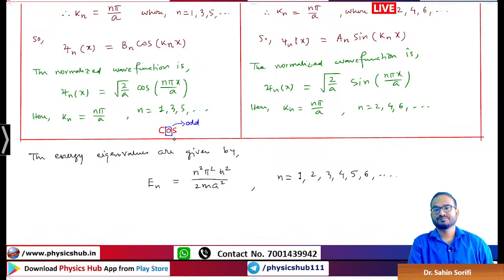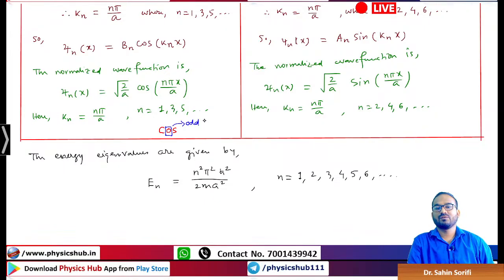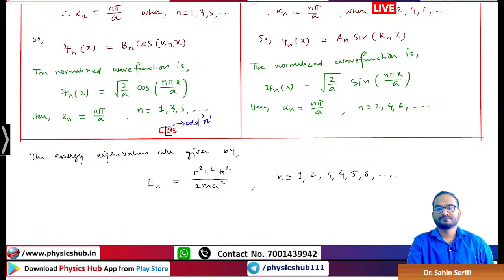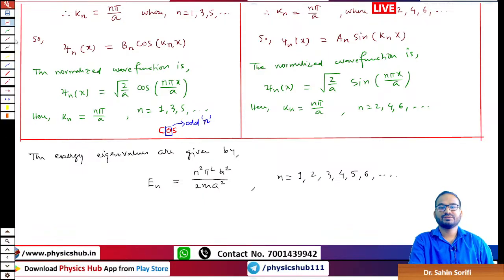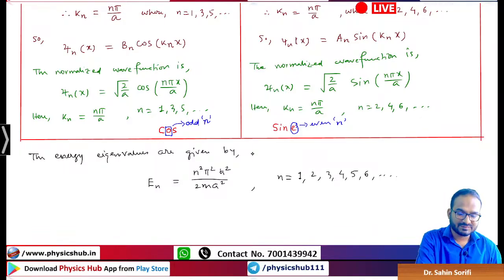terms of cos. Okay. Similarly, odd values of n, actually odd n, and sine also, SINE, E for even. So this is how we can remember it. For even n you will use sine, for odd n you will use cos. So in this way you can remember. Is there any question, guys?